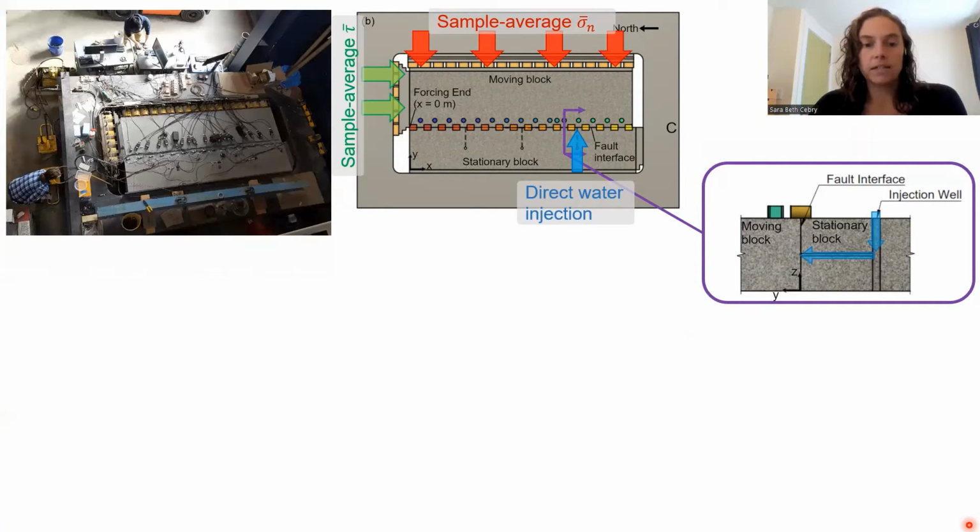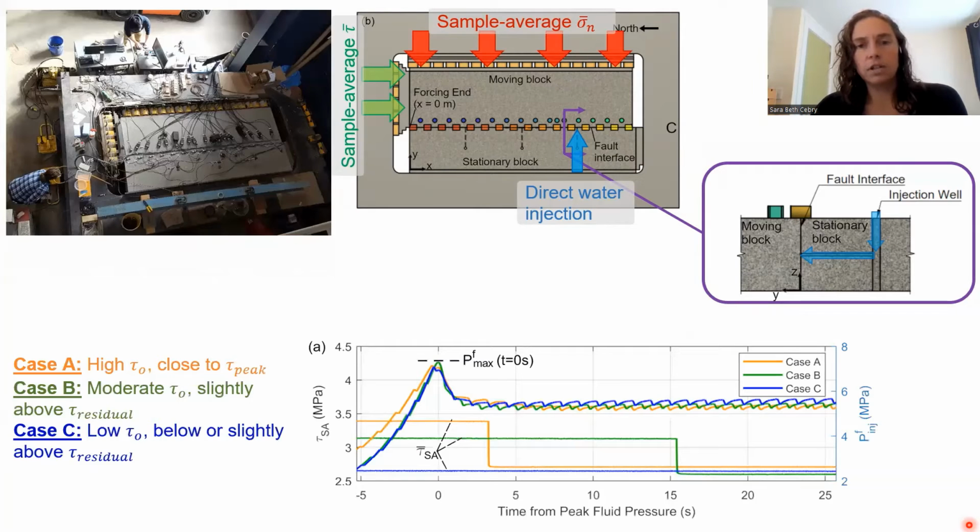So our experiments investigated how the initiation and the overall size of the earthquakes was different when the fluid was pumped in when the shear stress was really high. So the sample average shear stress is close to tau peak versus slightly above residual versus below residual.